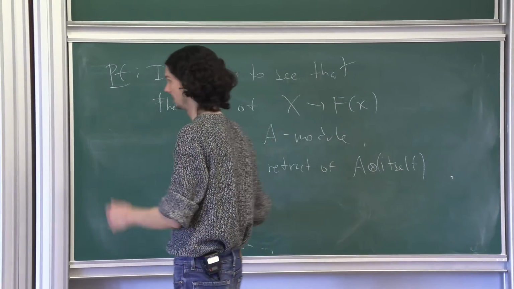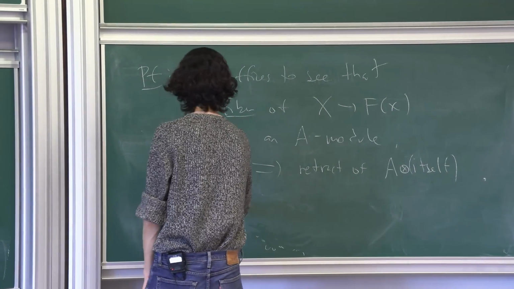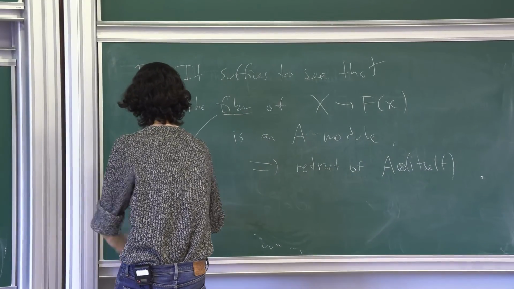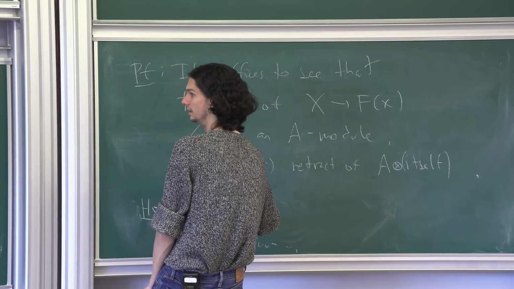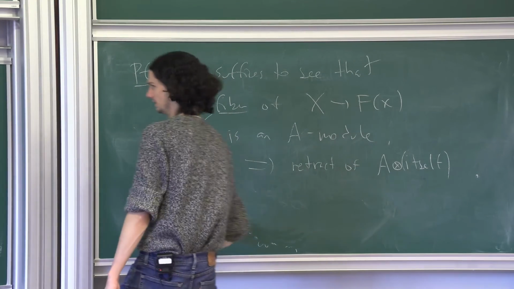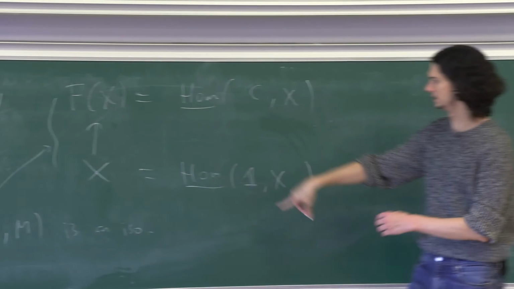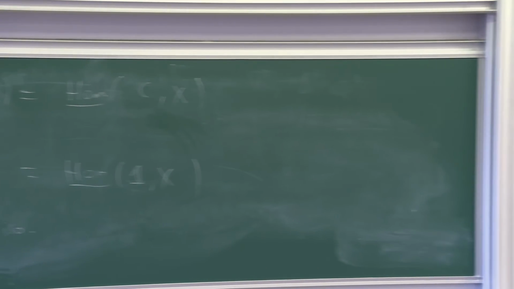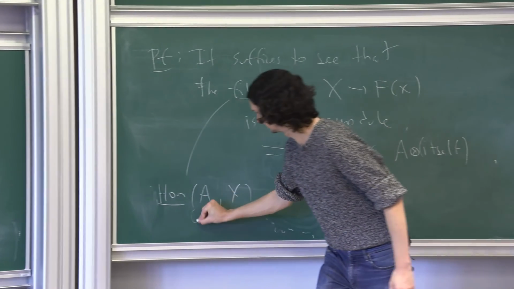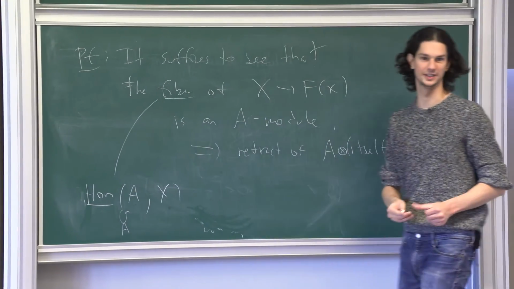So now why is this fiber an A module? This fiber is just, up to shift maybe, internal Hom from A to X, because A is the difference between 1 and C. So up to a shift, the fiber will be internal Hom from A to X. And this has an A module structure because you can, so to speak, act by A here.